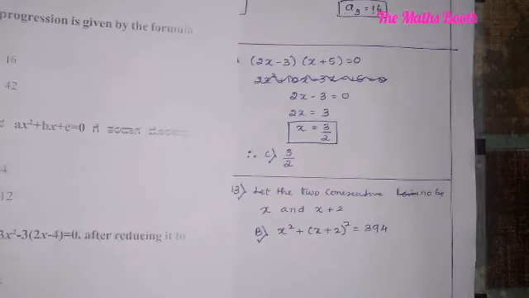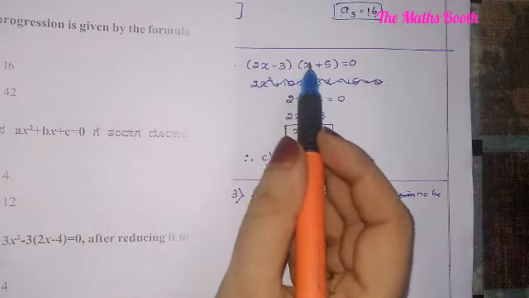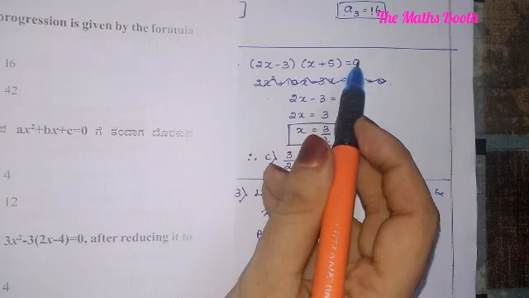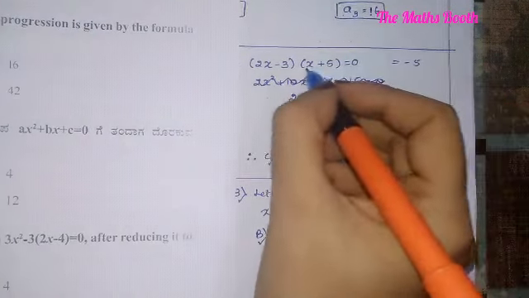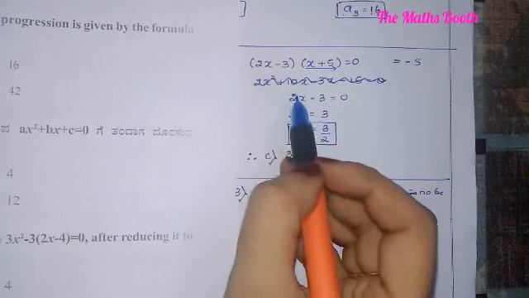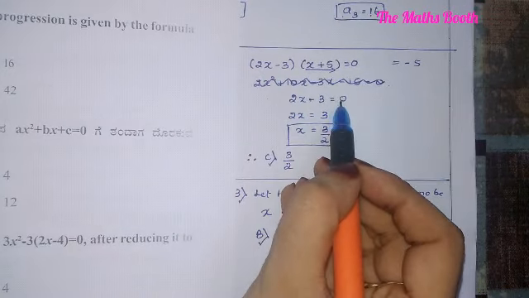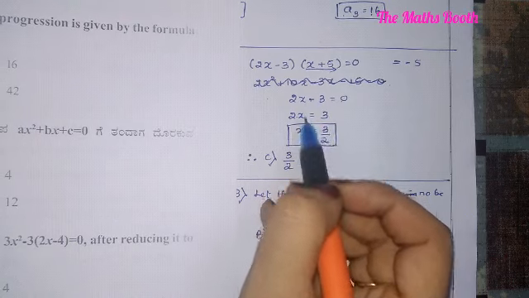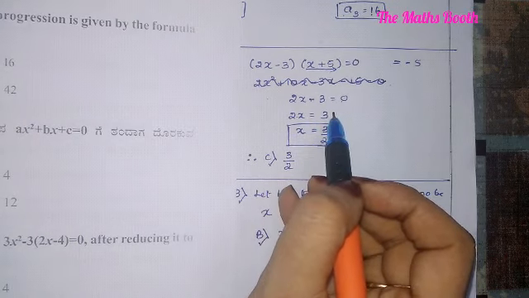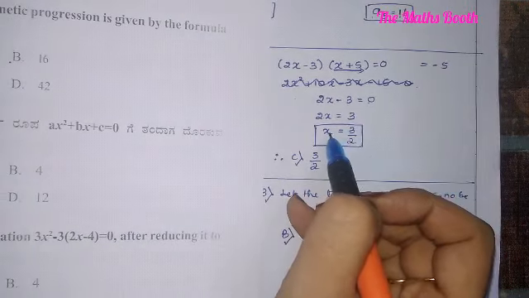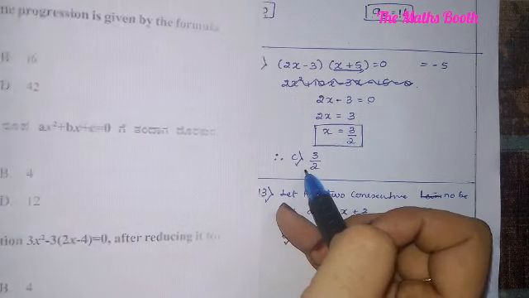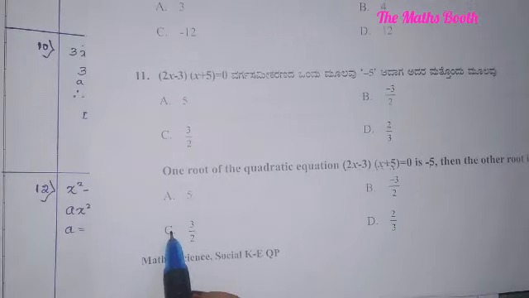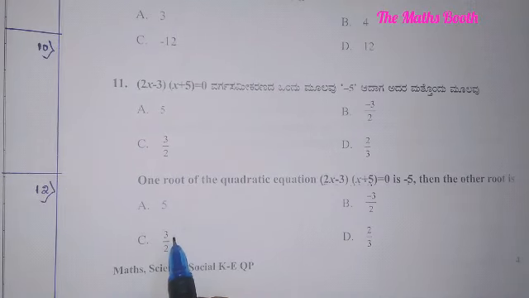Here the solution is, I have solved here. You can check: (2x minus 3)(x plus 5) equals 0. One root is nothing but minus 5. Now next, 2x minus 3 equal to 0. If we take the 3 to this side it becomes plus 3. 2x equals 3, x equals 3 by 2. So the correct option is C, 3 by 2.